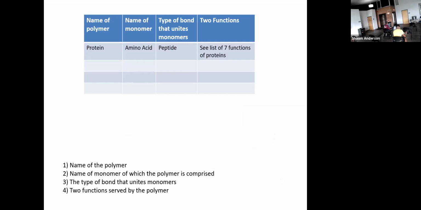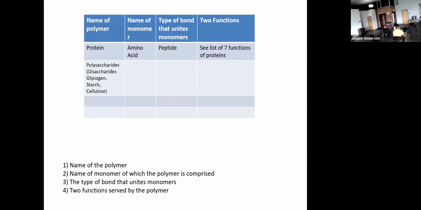Okay. So the polymer. What's the big name of the polymer? Well, we got lots of things. Polysaccharides in general, but we've got disaccharides. Then we've got glycogen, starch, or cellulose. Lots of different kinds of polymers here. And they all have different functions, don't they? The monomers could be glucose, galactose, or fructose.